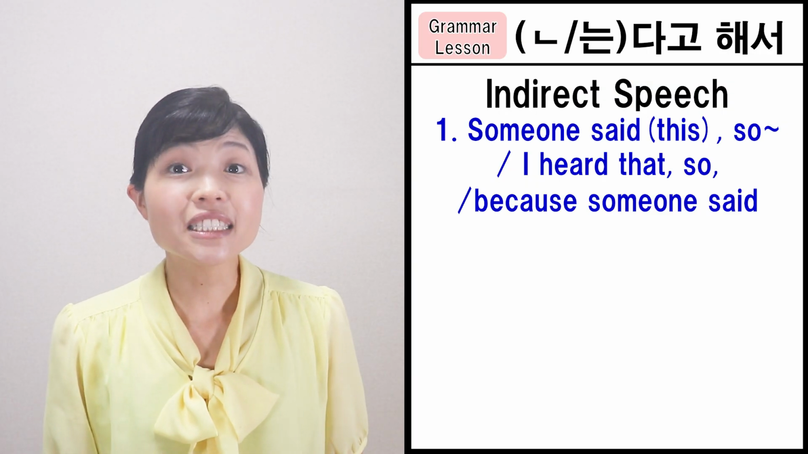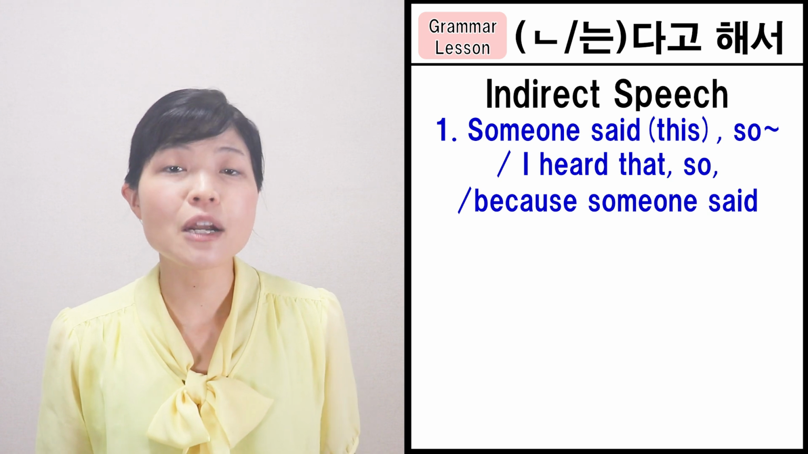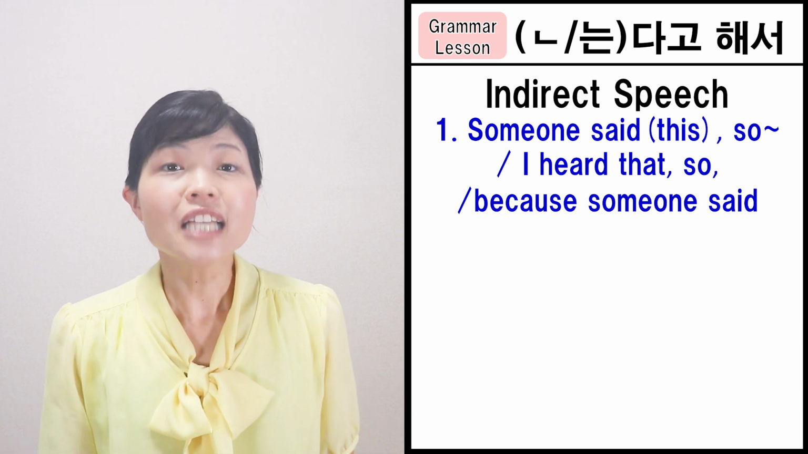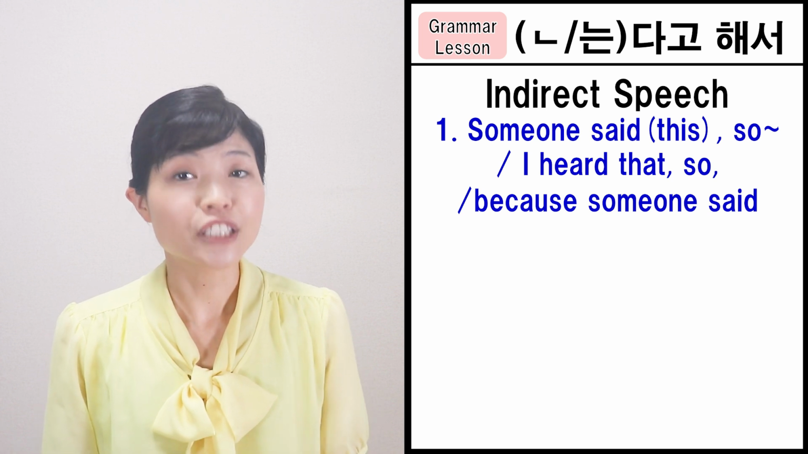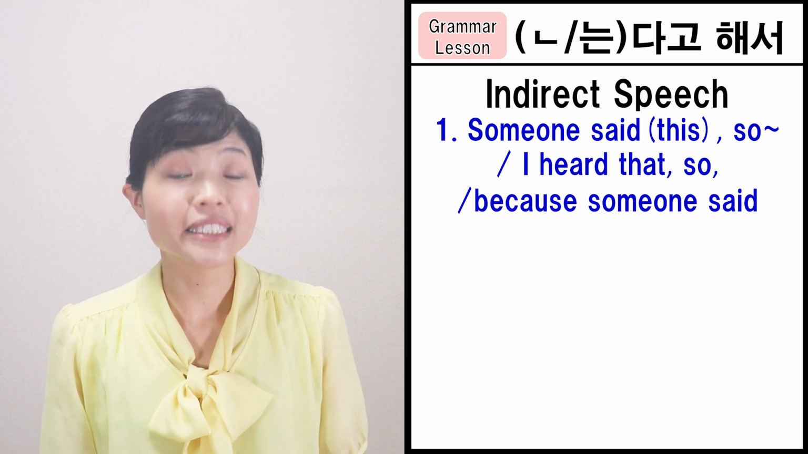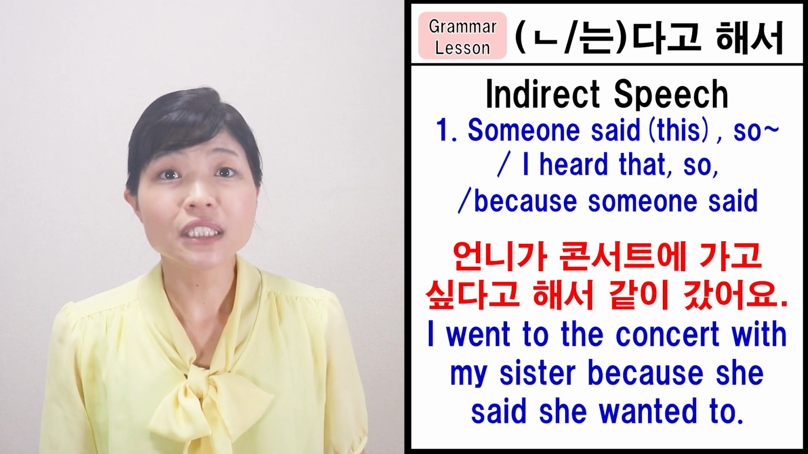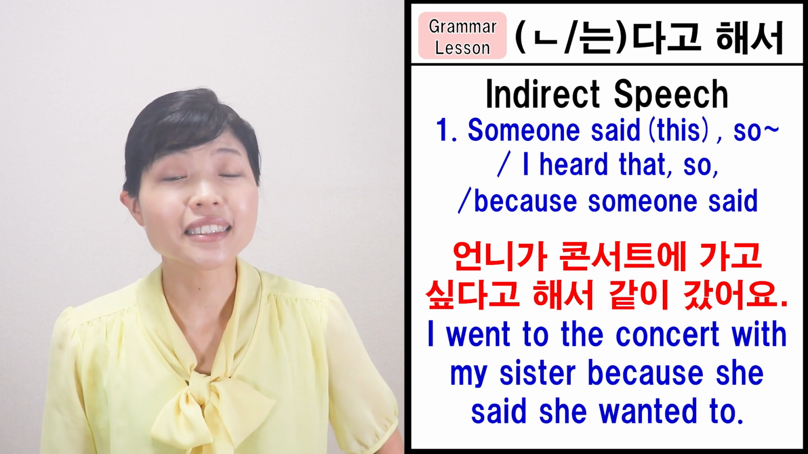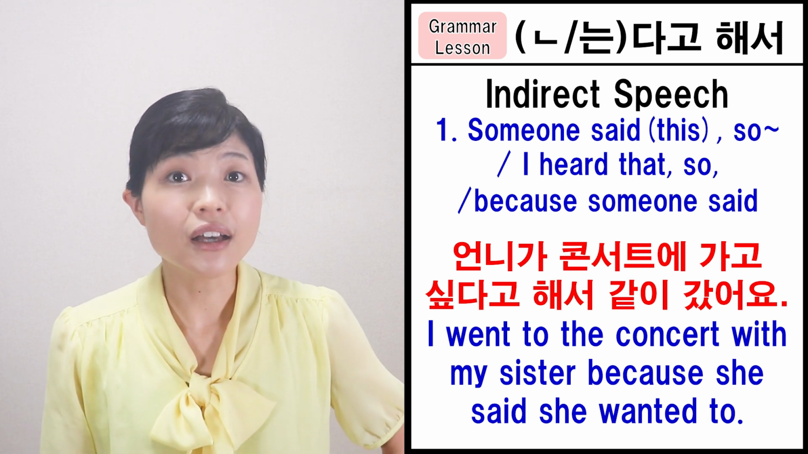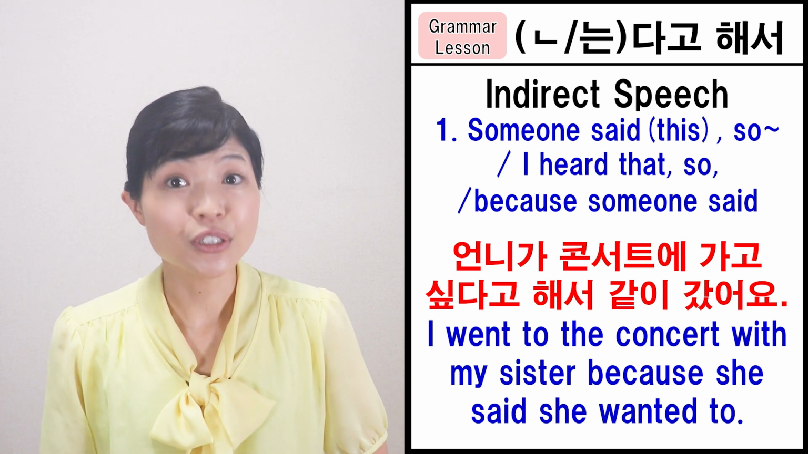You can use 니은 는다고 해서 in 2 ways. The first one is indirect speech, which means someone said this, so I heard that, so because someone said. For example, you use this grammar like 언니가 콘서트에 가고 싶다고 해서 같이 갔어요. I went to the concert with my sister because she said she wanted to.